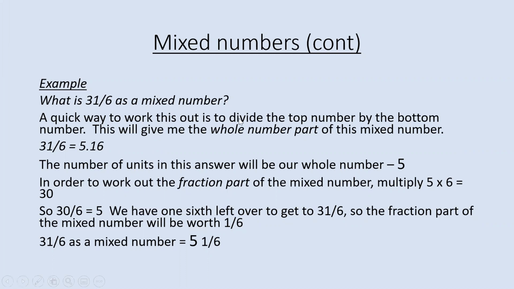So now I'm going to use that 5 to help me work out the fraction part of the mixed number. I'm going to multiply the 5 by the 6. 5 times 6 equals 30. So 30/6 is equivalent to the whole number 5, and we have 1/6 left over to get from 30/6 to 31/6. So the fraction part of the mixed number will be worth 1/6. So 31/6 as a mixed number equals 5 1/6.